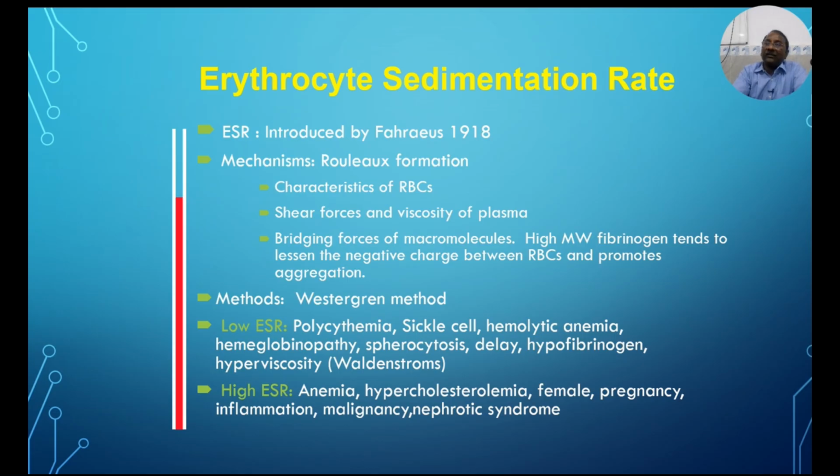Whatever the high ESR, anemia also can present like high ESR. Hypercholesterolemia: when the cholesterol levels are very, very high, say 400, 500, familial hypercholesterolemia, again the ESR will be marginally elevated. In females, there may be marginal elevation of the ESR, pregnancy, inflammation, malignancy, nephrotic syndrome. So in the context, we have to give importance to your ESR. Otherwise, an ESR of 25, 30, 40, don't give much importance in the presence of these things.